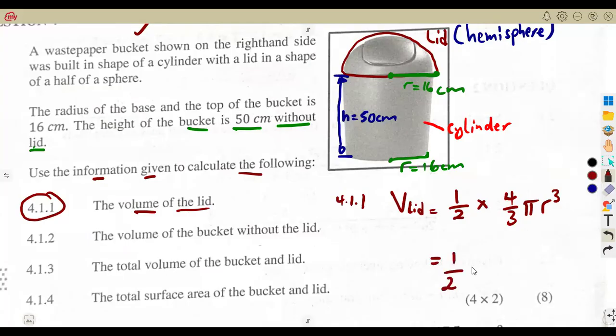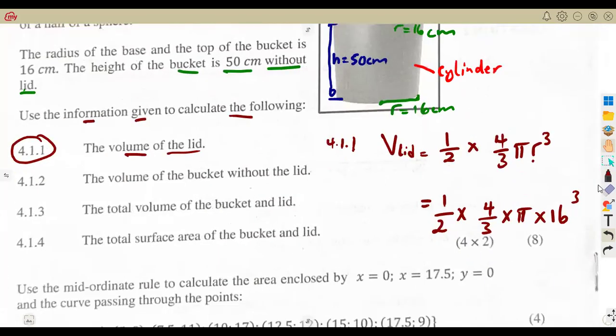So that is going to be half times 4/3 times pi times the radius to the exponent of 3. That's 16 to the exponent of 3. We already have our radius there. So just like that, you're going to obtain the volume of the lid, which was going to be 8,578.642 cubic centimeters. Remember, this is volume. All right, so that's it.